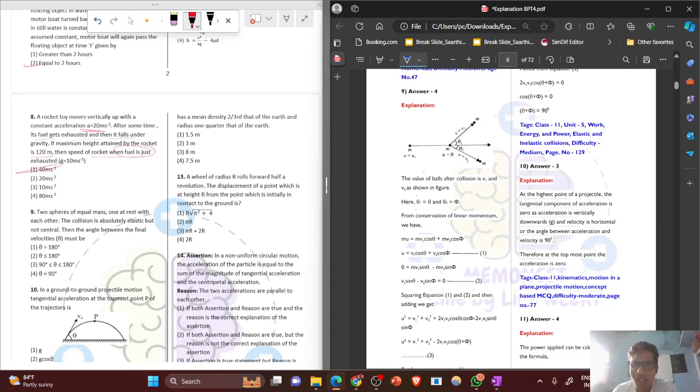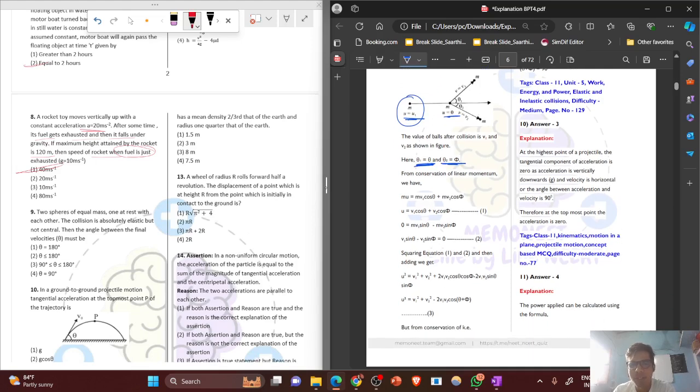So let's suppose there is a mass m at rest, and one is moving with a given velocity, and after collision they go in this way, making the angles theta 1 and theta 2 with the horizontal. Let's suppose theta 1 is equal to theta and theta 2 equals to phi. Applying momentum conservation, initial momentum equal to final momentum, we apply it in the x direction and then in the y direction. This is the final equation in the y direction, and this is the final equation in the x direction.